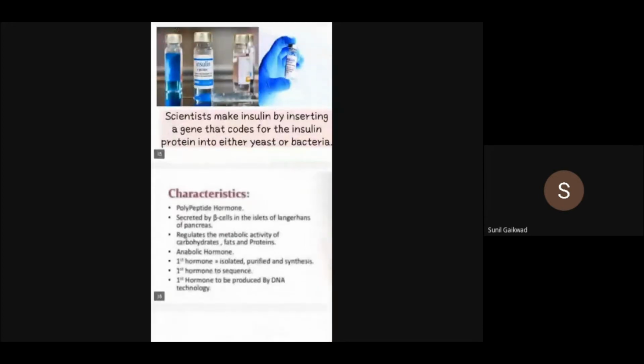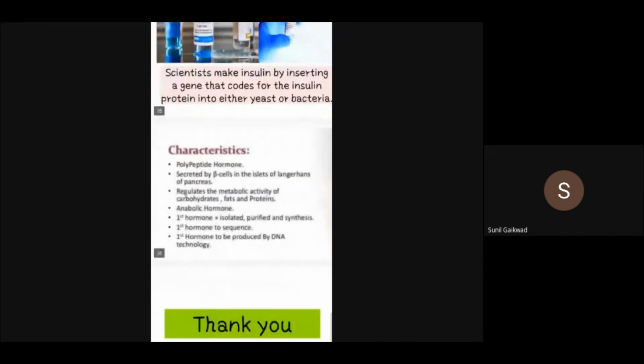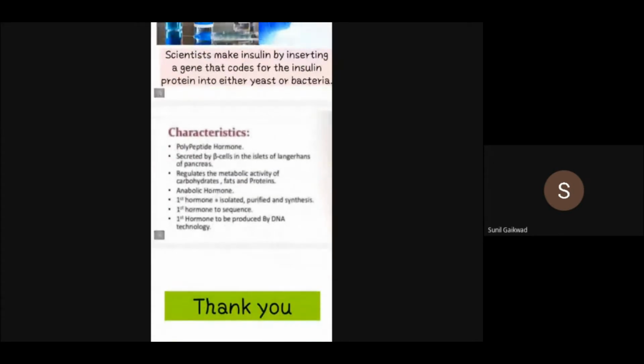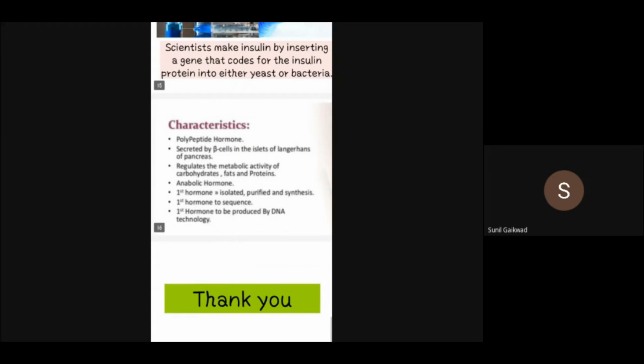Here are some characteristics of insulin, such as being a polypeptide hormone. It regulates the metabolic activity of carbohydrates, fats, and proteins. It is also an anabolic hormone, and many more.